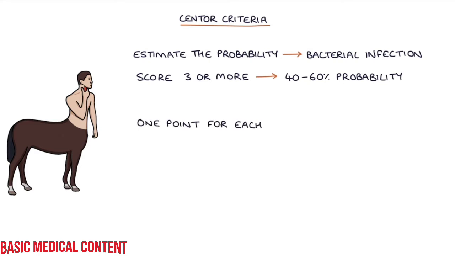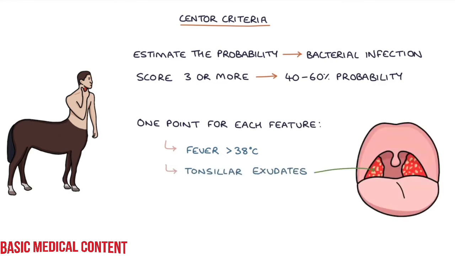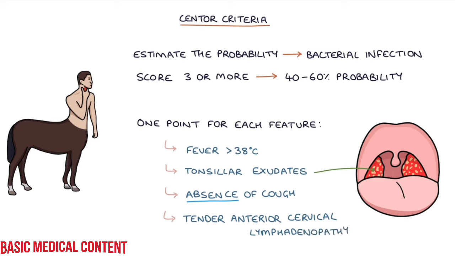A point is given if each of the following features are present: a fever above 38 degrees Celsius, tonsillar exudates, the absence of a cough. So if the patient has a cough, this doesn't score a point, but if they don't have a cough, this does score a point. And tender anterior cervical lymphadenopathy, or palpable enlarged lymph nodes.